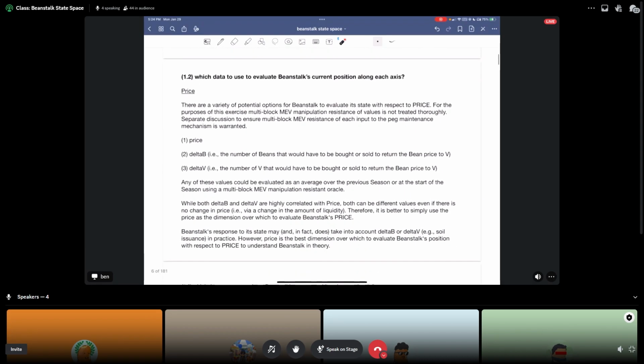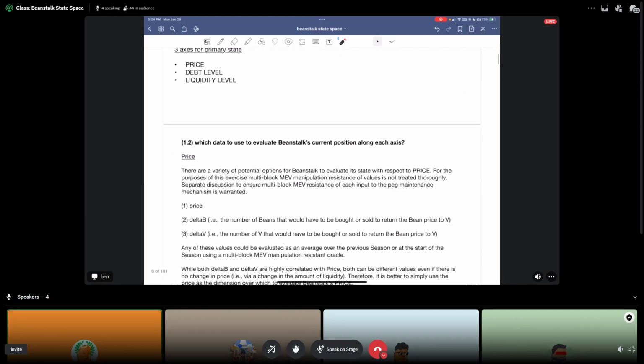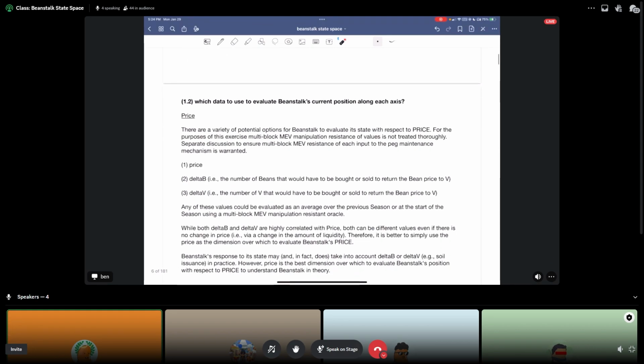Okay. So we've gotten 3 dimensions. And the question then becomes, what are the actual data to use? And you could use a bunch of different things for price. You could just use something that measures the price itself. You could measure delta B, or you could measure delta V, the amount of V that would have to be bought or sold to return the price to peg. Delta B is what we're more familiar with, but you could denominate things in the value peg per se.